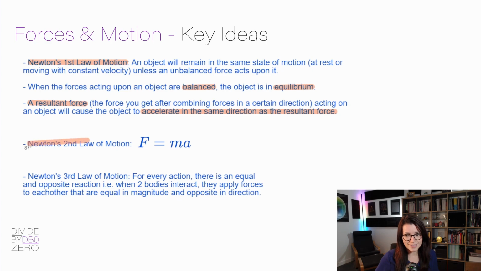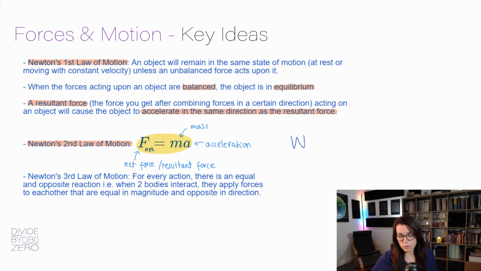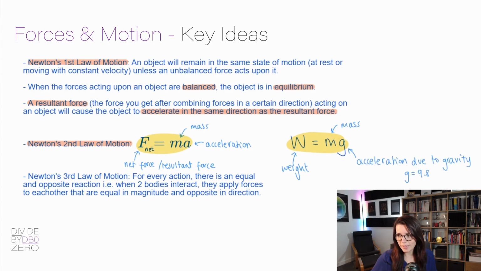Then we've got Newton's second law of motion, F equals ma. F stands for the net force, or resultant force. M is for mass, and A is for acceleration. We'll use this formula all the time in A-level mechanics. From this formula, you can derive the formula for weight, which is W equals mg. Again, you'll use this formula all the time. W is for weight, m for mass, and g for acceleration due to gravity. You'll use g equals 9.8 meters per second squared, unless stated otherwise.